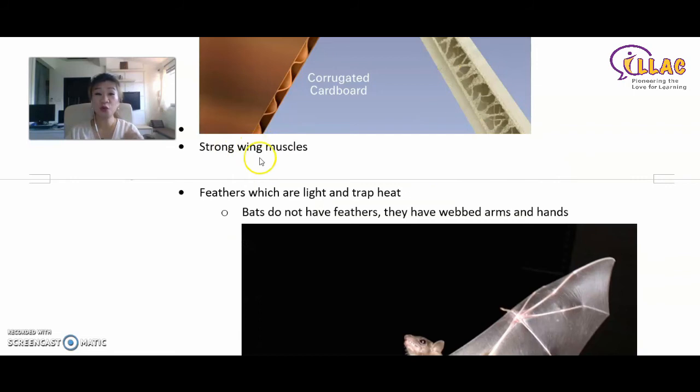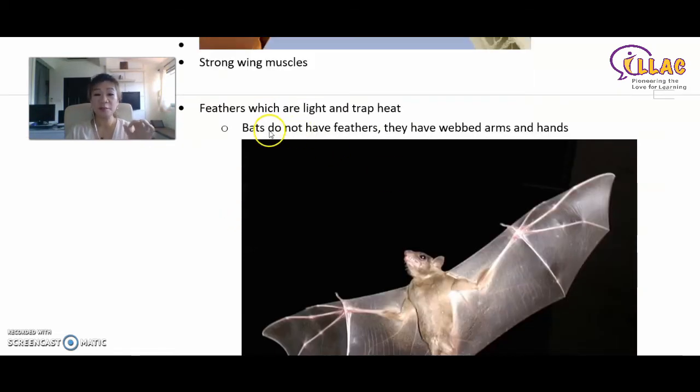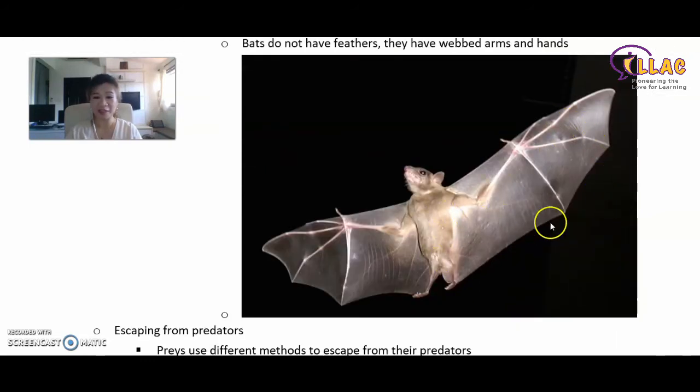Birds also have strong wing muscles so that they can flap continuously for a long time to keep them in flight. The feathers are light as well, and they trap heat to keep the bird warm. So the bats, another kind of flying creature, do not have feathers. They have webbed arms and hands over here. This is what keeps them in flight.